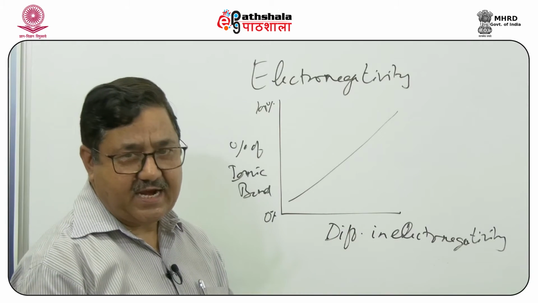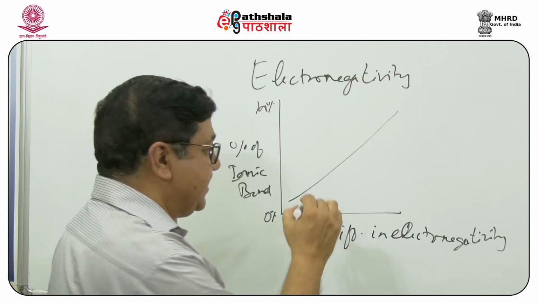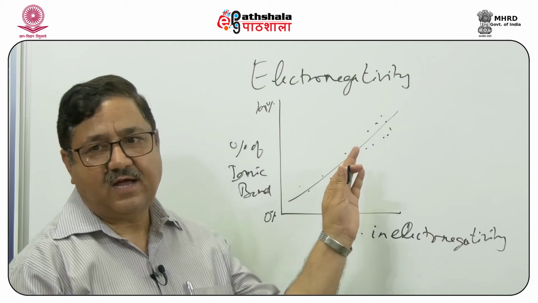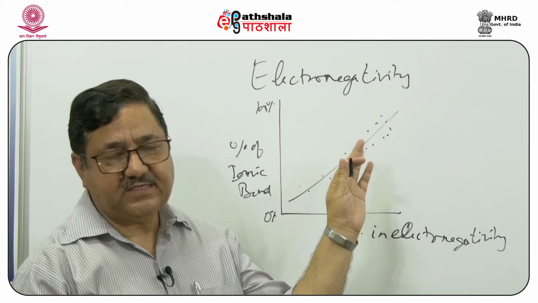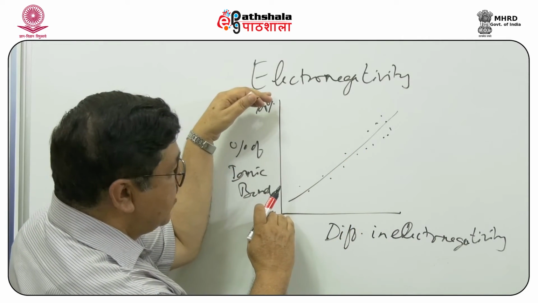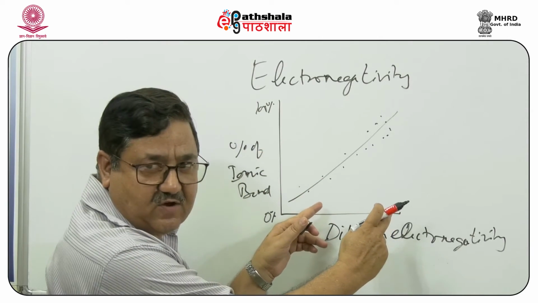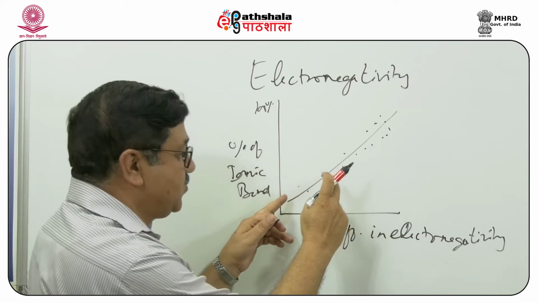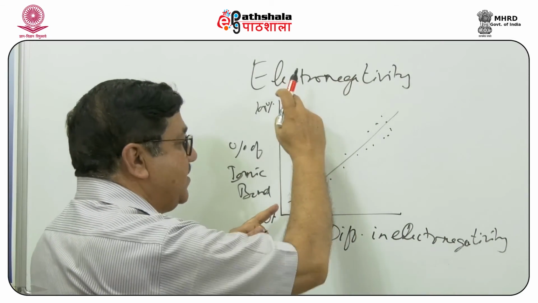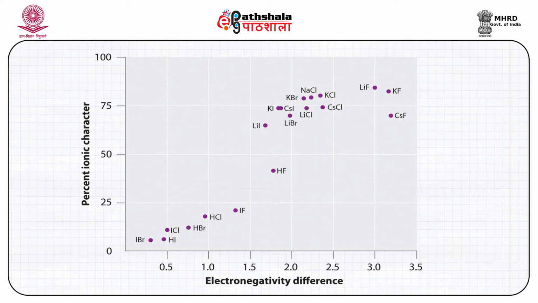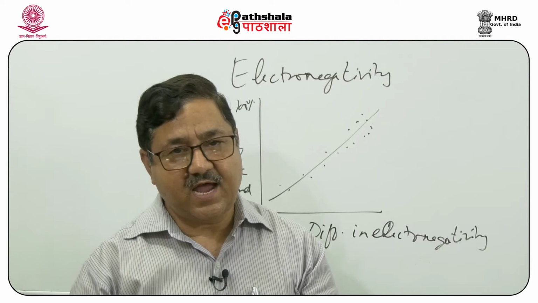We see in the diagram that different compounds plot in this fashion along this line, which means that most of the compounds have certain percent of ionic bond as a function of the difference of electronegativity. That means also that we do not have a 100% ionic bond or a 0% ionic bond, which means that most of the bonds are hybrid bonds. This is what is very necessary to understand, that most of the bonds are hybrid bonds.